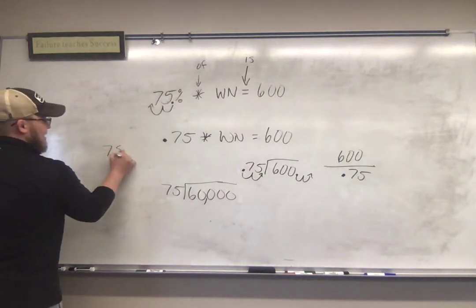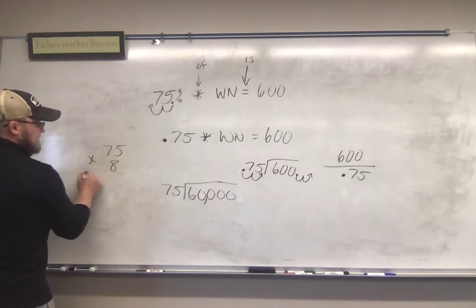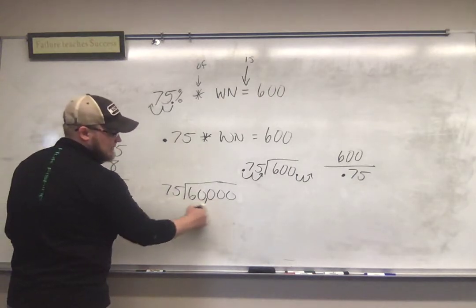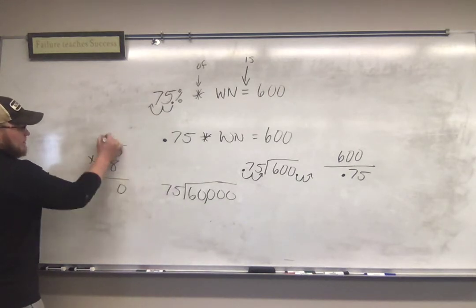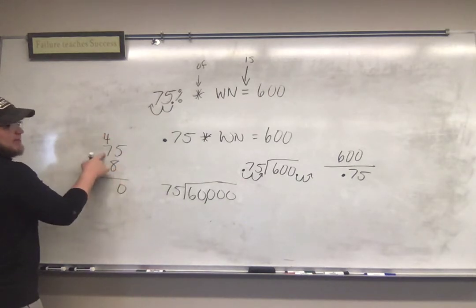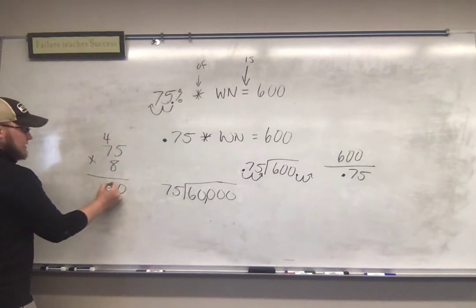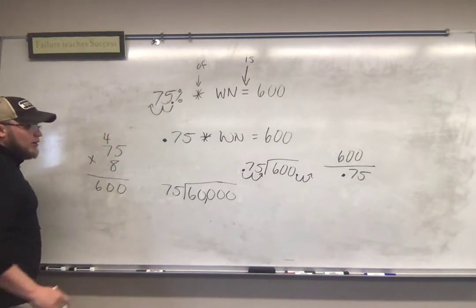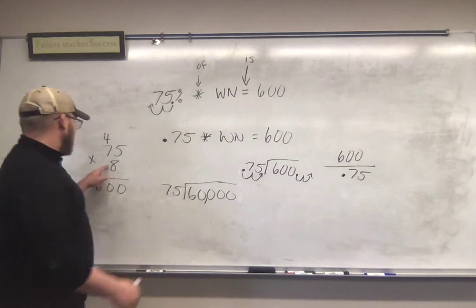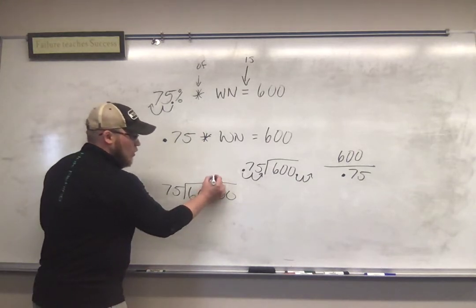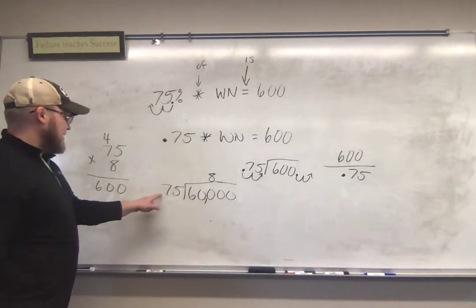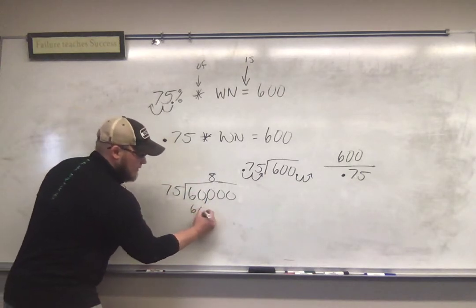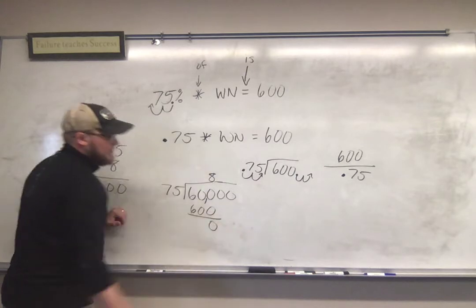I'm going to do 75 times 8 to see how many times 75 goes into 600, just the first 3 numbers. 8 times 5 is 40. 8 times 7 is 56, plus 4 is 60, which it goes in exactly, and it's 600, so it goes in 8 times. I'm going to write that over the second 0. And 75 times 8 is 600. And when you subtract it, you have 0 left over.